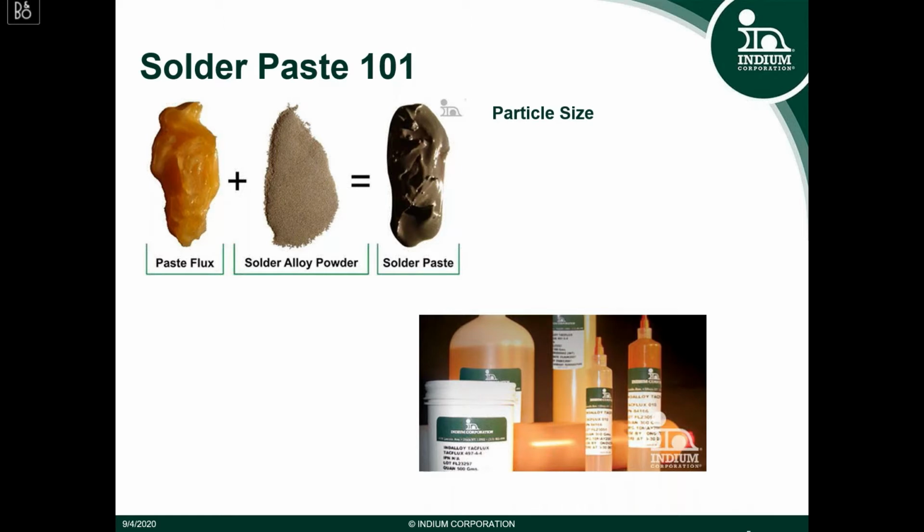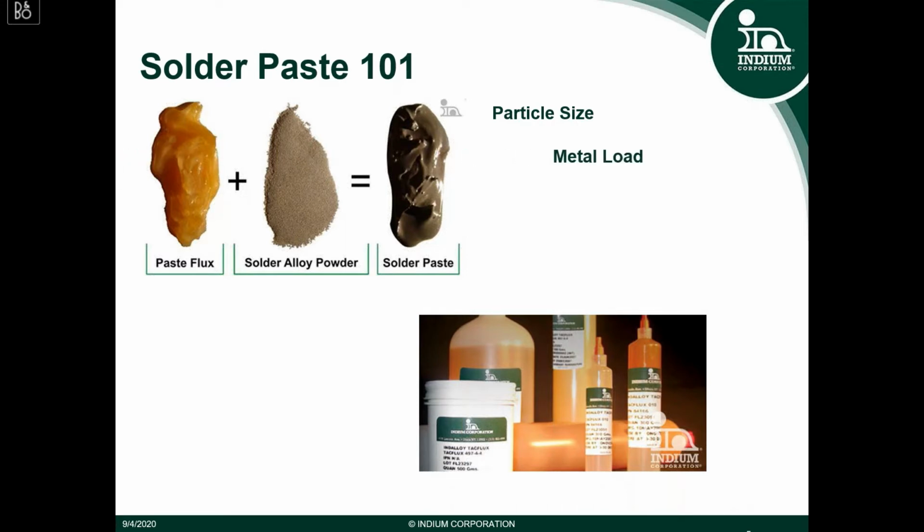You have the particle size of the alloy powder. Standard particle size in the industry today is either a type 3 powder size or a type 4 powder size, but as the type number increases, the actual particle size decreases.